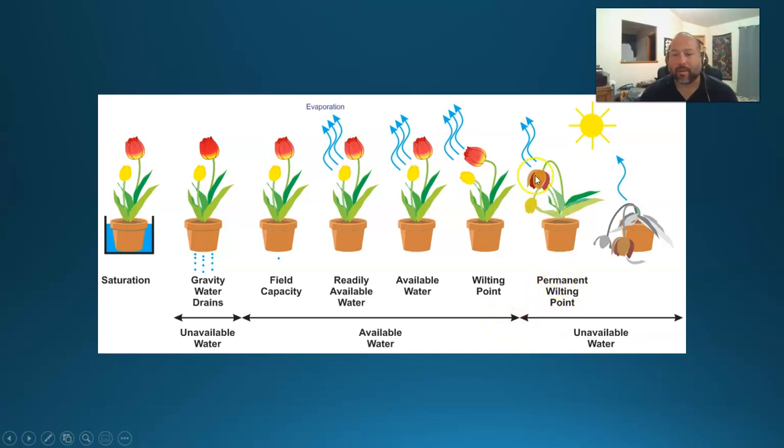And now we've hit permanent wilting point, and we're down here, and we have unavailable water, and it doesn't matter what we do to this thing at this point in time. It's not coming back. And then ultimately, we die. Note, permanent wilting point and death of the plant are not the same. Permanent wilting point is the point where there's no return, but you're basically just counting down the days till the plant gives up.